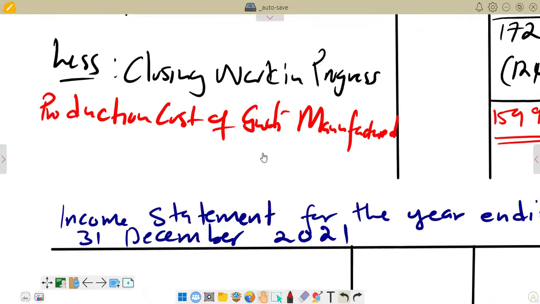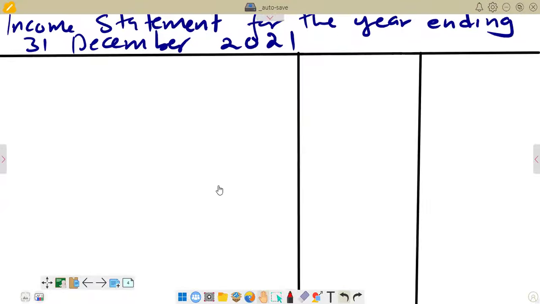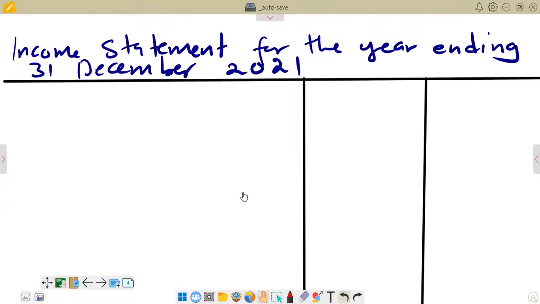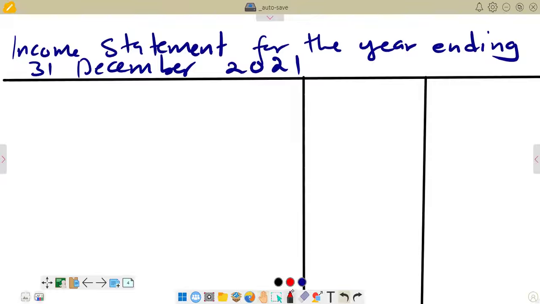So we go down. Now we are going to prepare the income statement. In the income statement, obviously, the figure that we are going to start with is the figure for our sales. So we are saying sales.